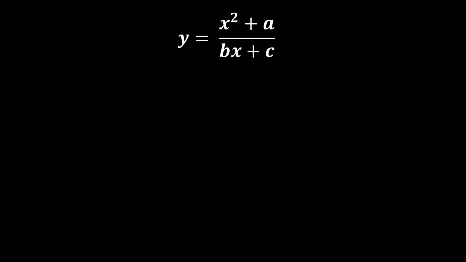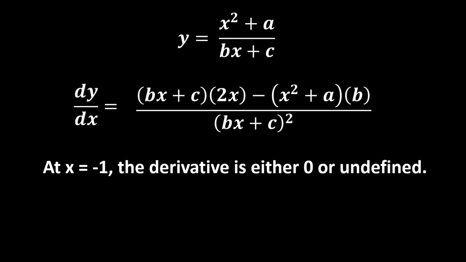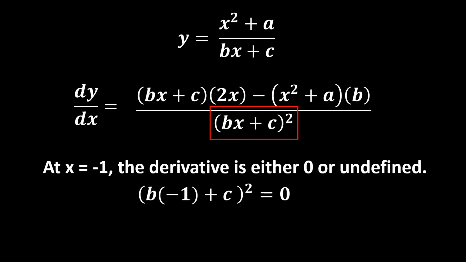Here's again our function, y equal to (x squared plus a) over (bx plus c). I'm now going to get the derivative of this function by applying the quotient rule. We know that at x equals -1, the derivative is either 0 or undefined because we know that -1 is a critical number. The derivative function will only be undefined when the denominator of the derivative function is exactly 0. I'm now going to substitute x with -1 in the denominator and equate that to 0.